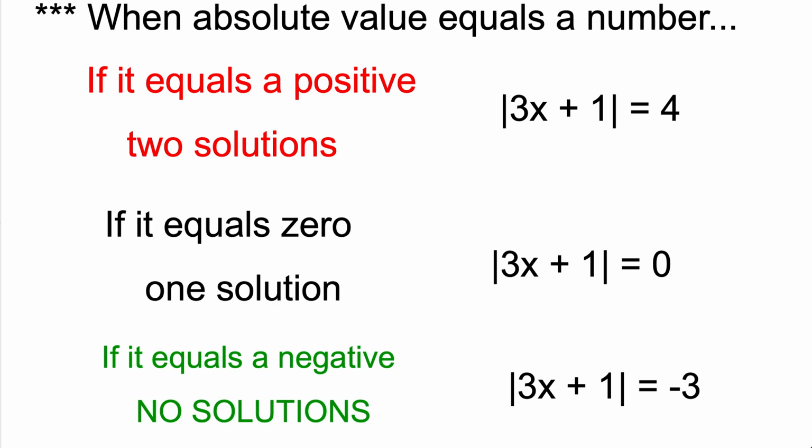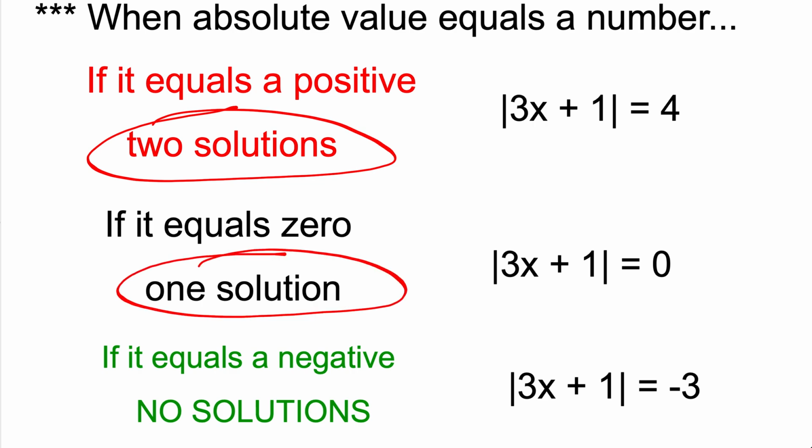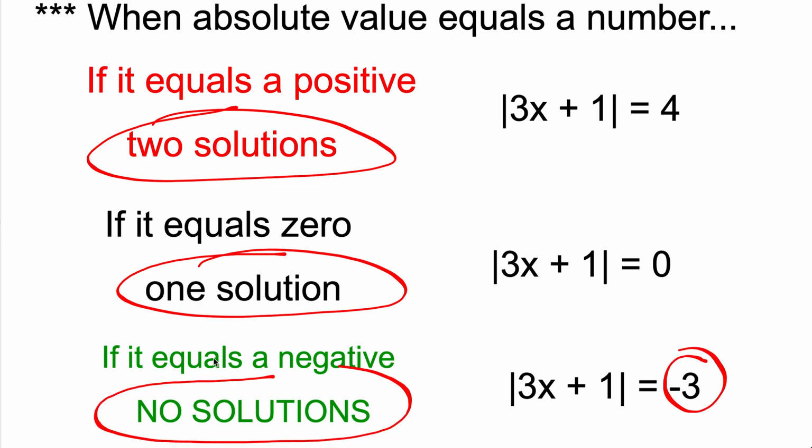So again, if you have the absolute value equal to a number that's positive, you get 2 solutions. If the absolute value equals a 0, you get 1 solution. And if you have an absolute value that equals a negative, oh no, no solution. Okay, give them a try. See how you do. Good luck.